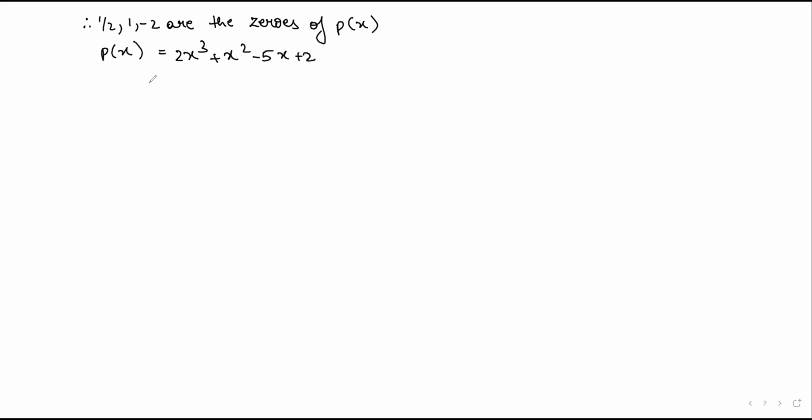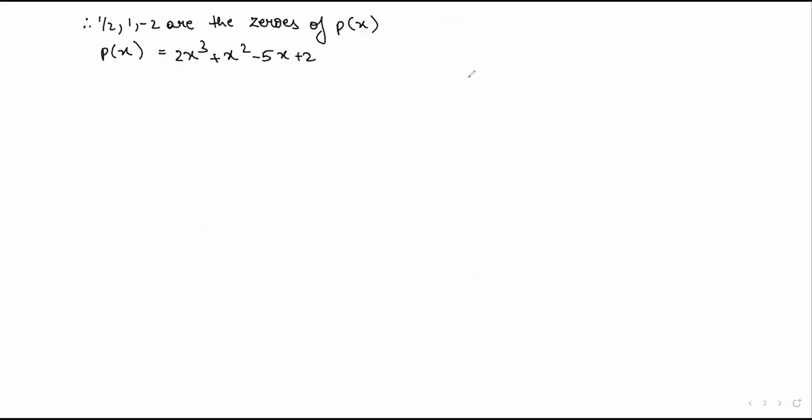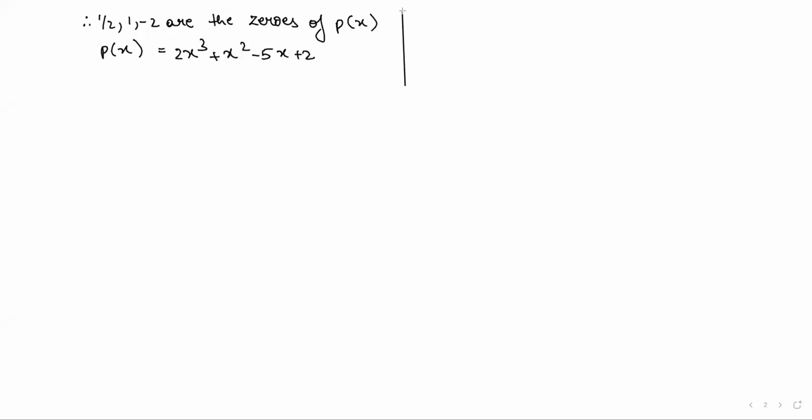Now, the second part of the question says, verify the relationship between zeros and coefficients in each case. So, in polynomials, we represent zeros by alpha, beta, gamma, delta, respectively, depending on the number of zeros. This is a cubic polynomial. It will have 3 zeros, 3 values of x, which may or may not be distinct. So let us denote them by alpha, beta, and gamma.